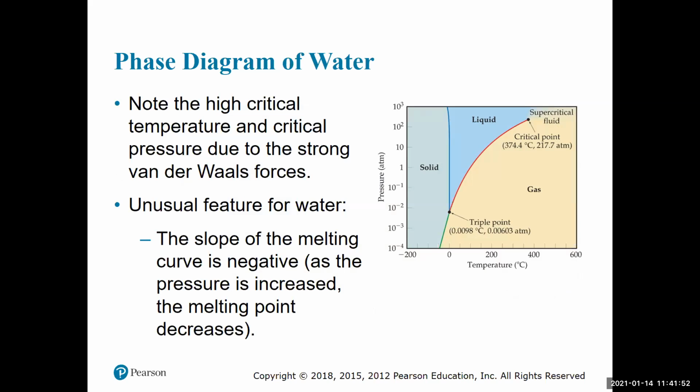Here's the phase diagram for water. So we actually have some numbers. We see the triple point of water is 0.00098 degrees C and 0.00603 atmospheres. Not very common in terms of pressure. I mean, 0 degrees C, that's not a big deal, but that's really no pressure at all. The critical point for water is 374 C and 217 atmospheres. So you really have to put a lot of heat and pressure into it to get water to form a supercritical fluid.